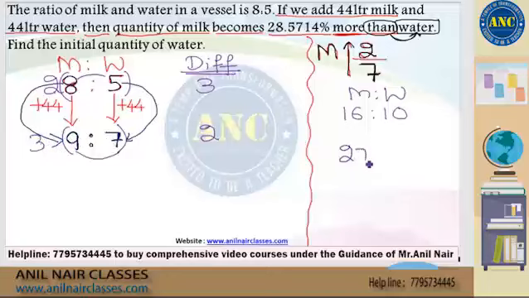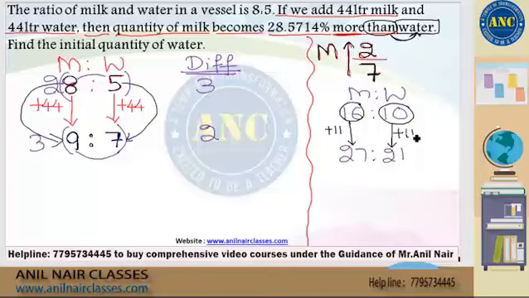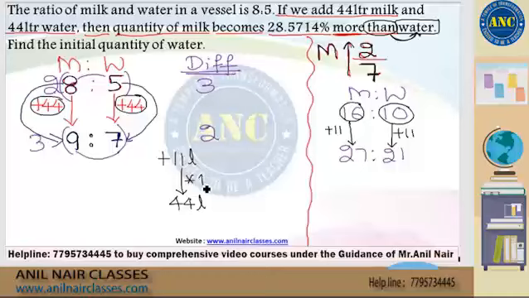It is 27:21. Can I say that according to the ratio, 16 liters of milk became 27 liters of milk. That means I am adding 11 liters. 10 liters of water became 21 liters of water. Again I am adding that same number, 11 liters. According to ratio, I am adding 11 liters. But the question says I am adding 44 liters of both milk and water. 11 into 4 is 44.